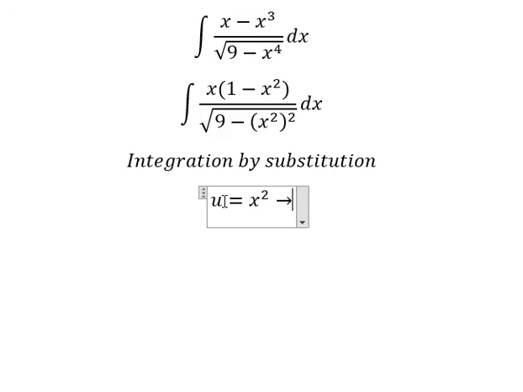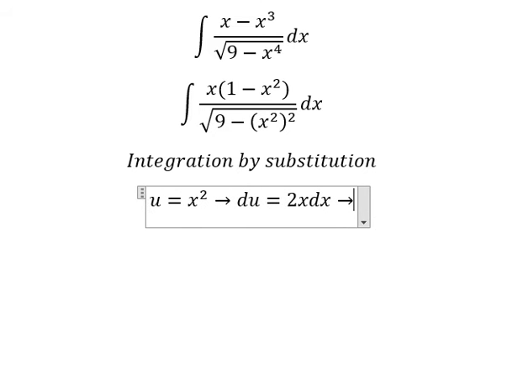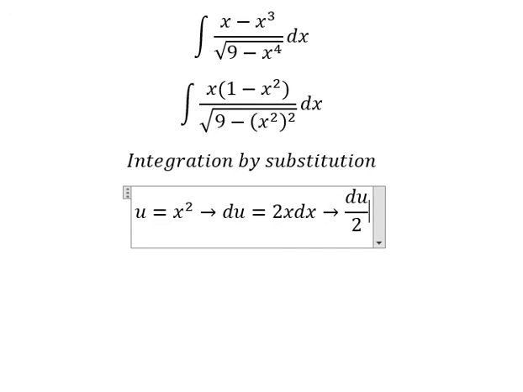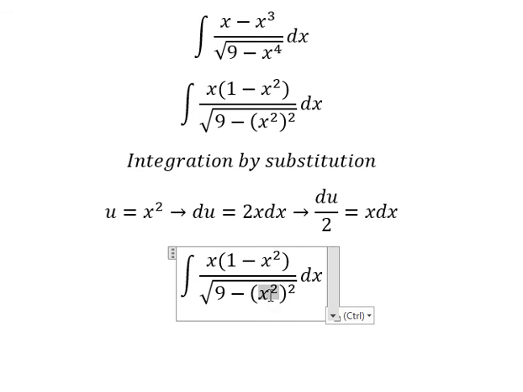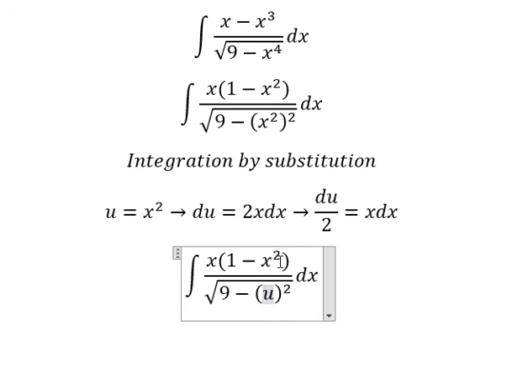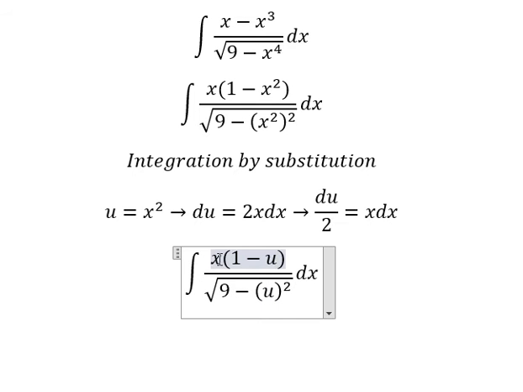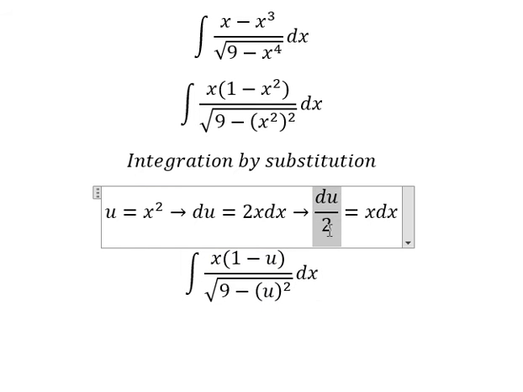Later, we do the first derivative for both sides, and we have 2s ds. Because we don't have number 2 in here, we need to divide both sides by number 2. This one we change by u. This one we change by u. s ds we change by du over number 2.